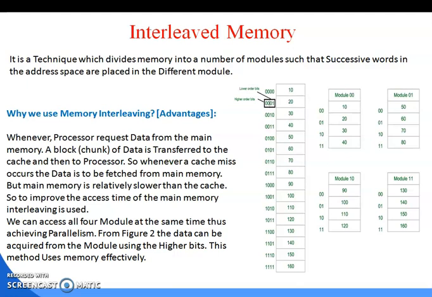Why do we use memory interleaving? First, whenever the processor requests data from the main memory, a block or chunk of data is transferred to the cache and then to the processor. So whenever a cache miss occurs, the data has to be fetched from the main memory, but main memory is relatively slower than the cache. So to improve the access time of the main memory, interleaving is used. We can access all four modules at the same time, thus achieving parallelism.